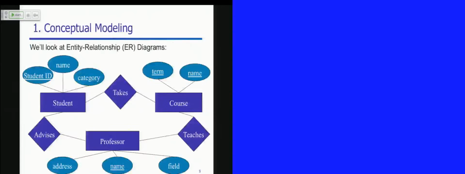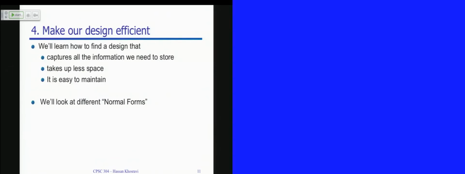Okay, so once we have a model, similar to the one that we have here, we really want to make sure that it doesn't have much redundancy. So once we take that model, we're going to think about how we can make that design efficient. And what we're going to learn is how can we capture all that information, take less space, and make it easier to maintain. These are the questions that we want to answer, and more specifically, we're going to look at different normal forms and how those normal forms are going to help us with efficient design.